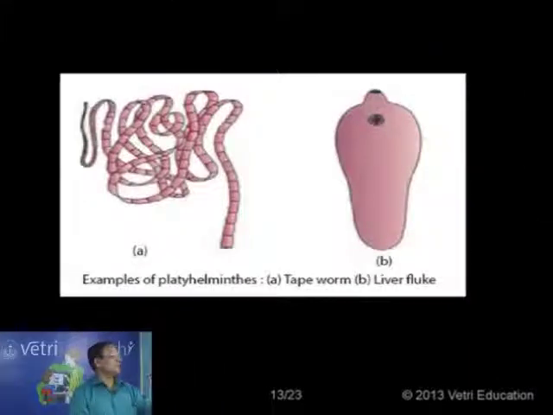These are some of the diagrams, the pictures showing what we have, the longest one. The tapeworm normally has 800 to 900 segments in the body, which we call the strobila.